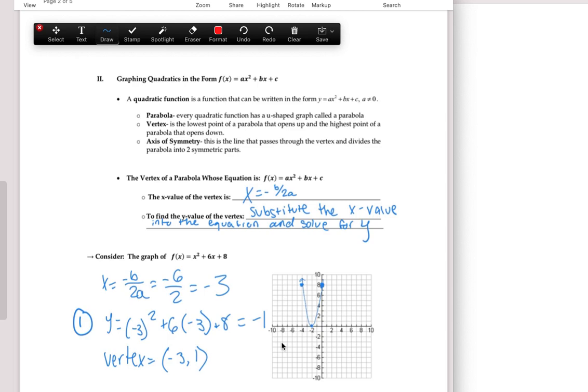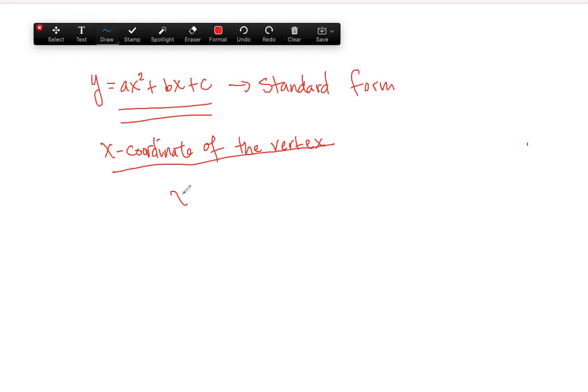Negative b over 2a. There you go. So you got to go x equals minus b over 2a. So you just got to do that. And so let's write down a specific parabola. So y equals 2x squared plus 8x plus 3, let's say. Then how do I find the x-coordinate of the vertex?